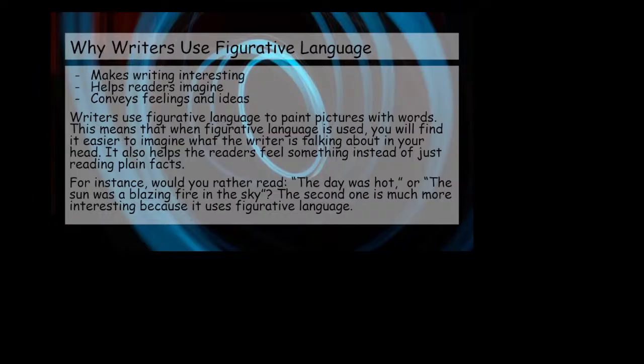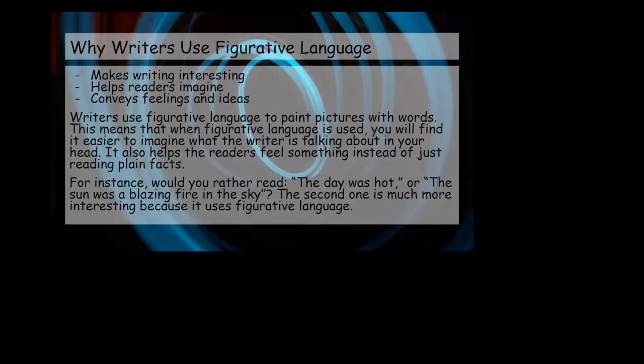Writers use figurative language to paint pictures with words. This means that when figurative language is used, you will find it easier to imagine what the writer is talking about in your head. It also helps the readers feel something instead of just reading plain facts. For instance, would you rather read the day was hot or the sun was a blazing fire in the sky? The second one is much more interesting because it uses figurative language.